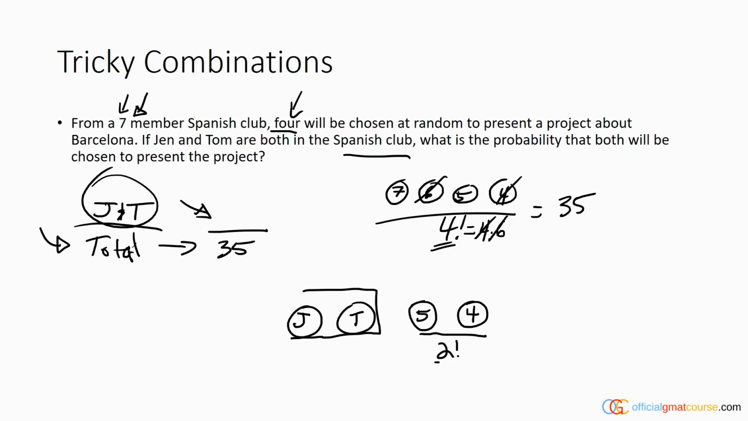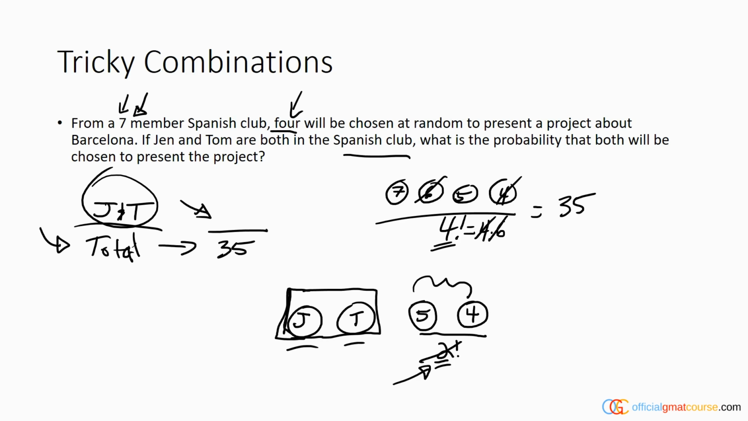Now, a lot of people will make a mistake and divide by 4 down here, but we actually want to divide by 2 factorial. We're treating it as its own tiny group. Because Jen and Tom are locked, they're their own group, and if we add to them a group of 2 more people, then we will have a total group that includes Jen, Tom, and any 2 other people from our original 7. And how many of these are there?